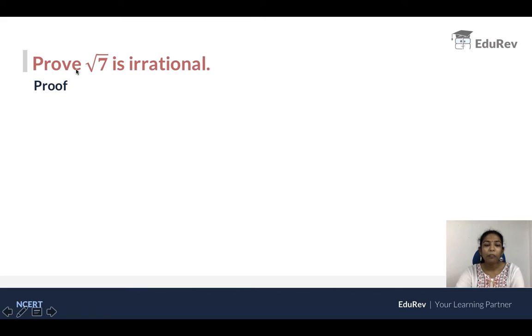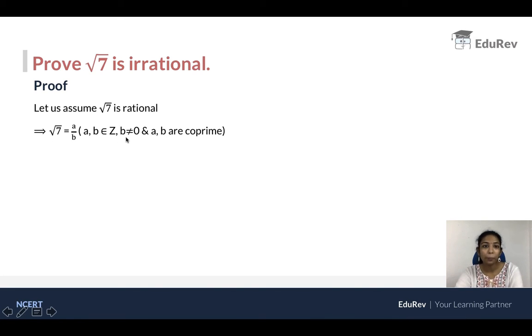So if I have to prove root 7 is irrational, my statement should be root 7 is rational. So that is what I am assuming. If a number is rational, I can write it in the form of p by q, right? So I am representing root 7 as a by b, where a, b belong to Z and b should not be equal to 0. And I am taking another assumption that a and b are co-primes. Co-primes means they should not have any common factor other than 1. They should have the common factor as only 1. No other factor should be there.